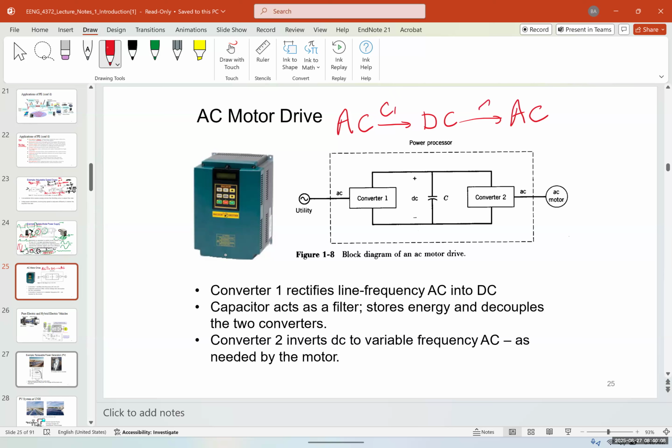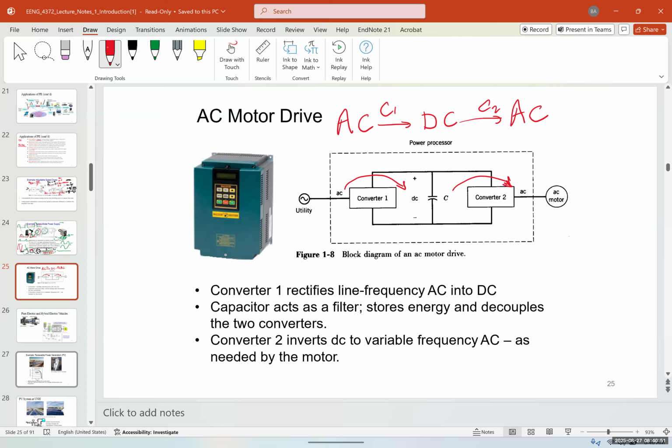I'm going to call them C1 and C2. C1 converts AC to DC. Okay, and we have this capacitor to smooth out any ripples and so on. So C1 is actually a rectifier. And then we go from DC to AC again, which is an inverter. So converter 1 rectifies line frequency AC to DC. The capacitor acts as a filter, stores energy, and decouples the two converters. And converter number 2 inverts DC to variable frequency AC as needed by the motor.